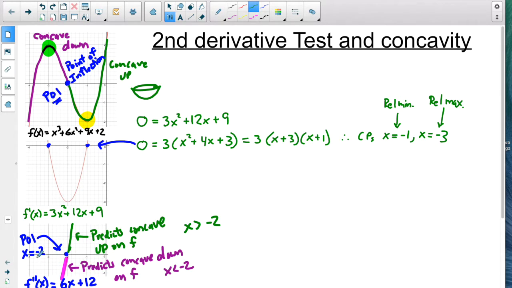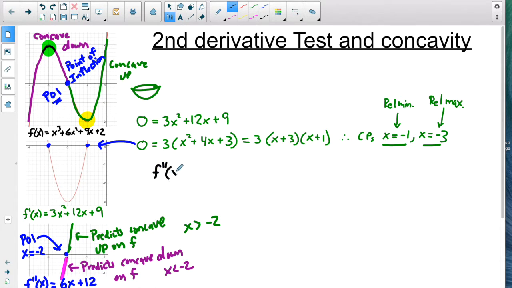And when x is less than negative 2, f double prime of x is negative, and that means concave down. So what does that mean? What that means is, instead of doing the first derivative test for these two CPs that we found earlier, right, we can do the second derivative test. In other words, let's take f double prime.